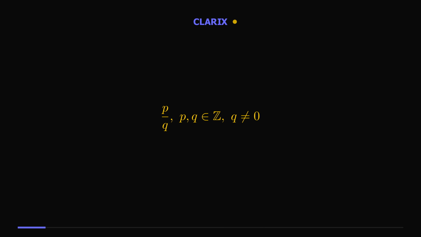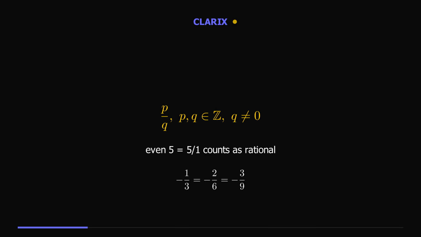A rational number is any number you can write as p over q, where p and q are integers and q is never 0. This single definition actually swallows up everything we've met so far. Even a plain integer like 5 counts, since it's just 5 over 1. Rational numbers also don't have one unique look. -1/3, -2/6, and -3/9 are all the same number, just written differently. We call these equivalent fractions.